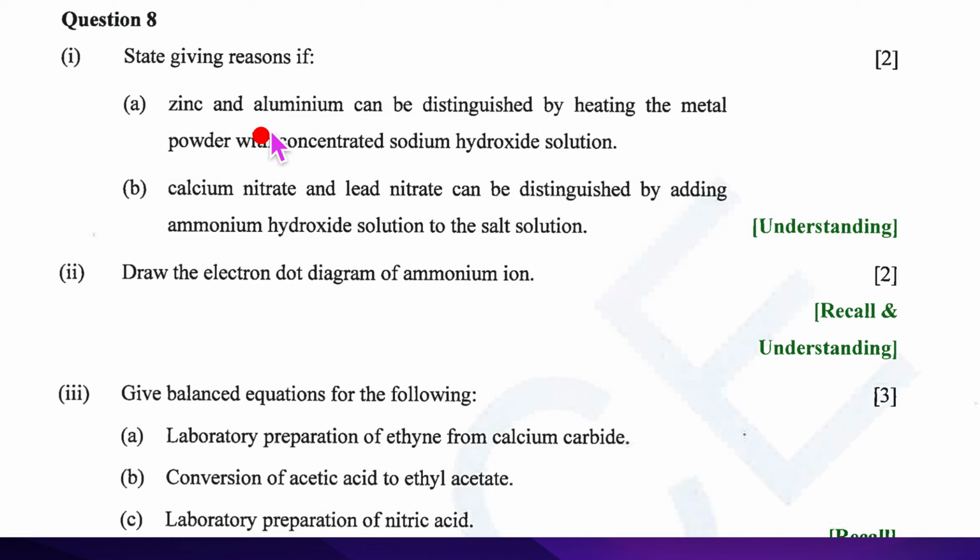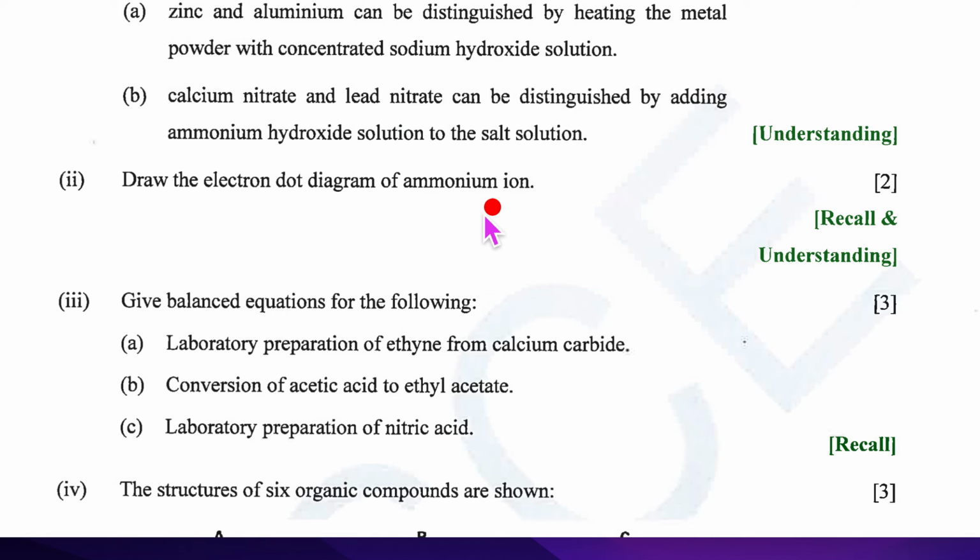Now look at this. Can we distinguish between calcium nitrate and lead nitrate by adding ammonium hydroxide? Now ammonium hydroxide is a weak alkali. Will it give precipitate with calcium cation? No. But with lead, can it give? Yes. So it will be white precipitate for lead nitrate. Lead hydroxide will be formed, which will be insoluble in excess, and calcium nitrate will not give any precipitate. So can you distinguish? So write yes and then mention the reason.